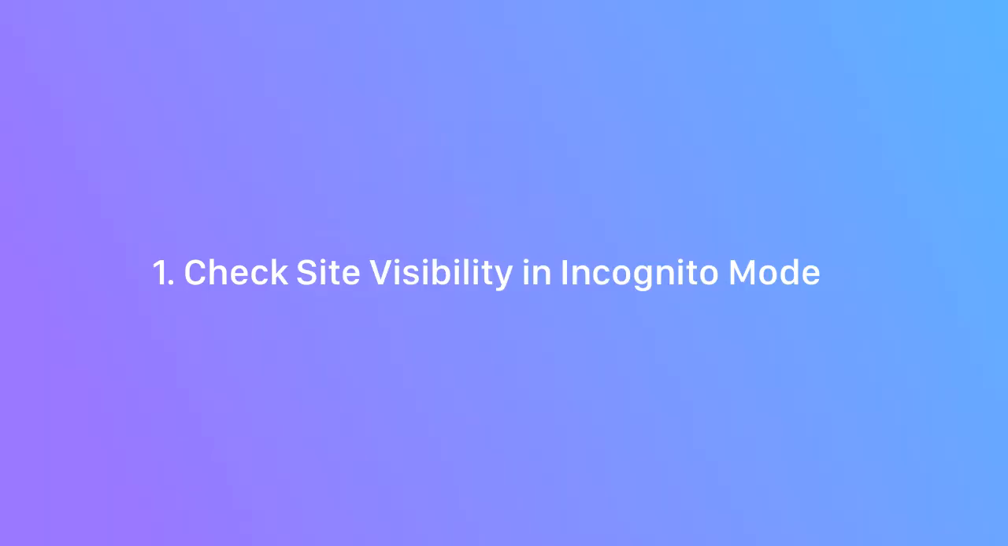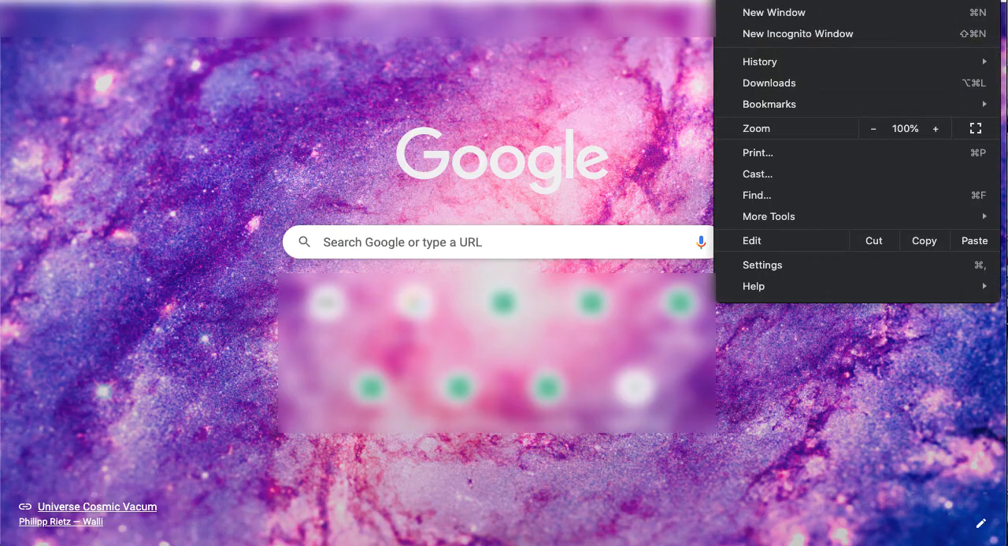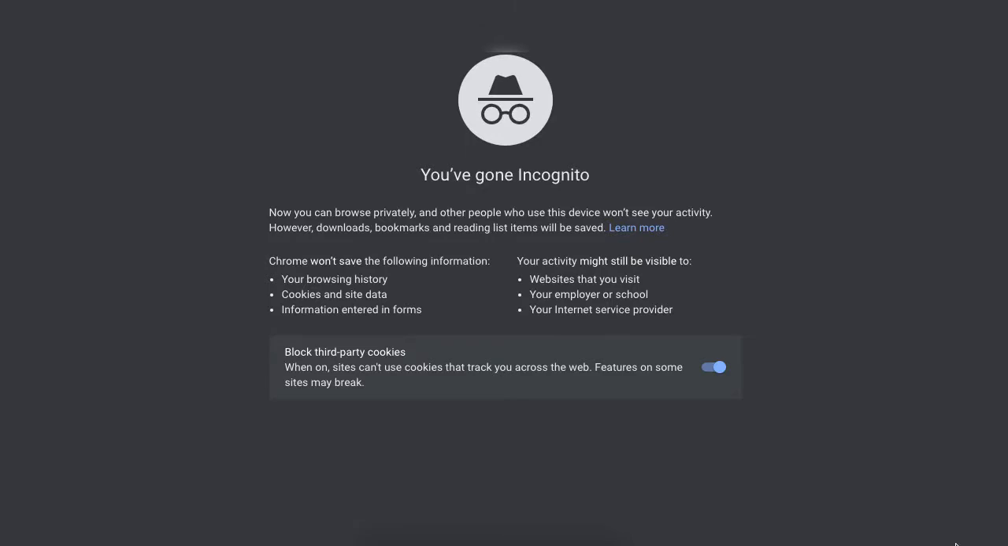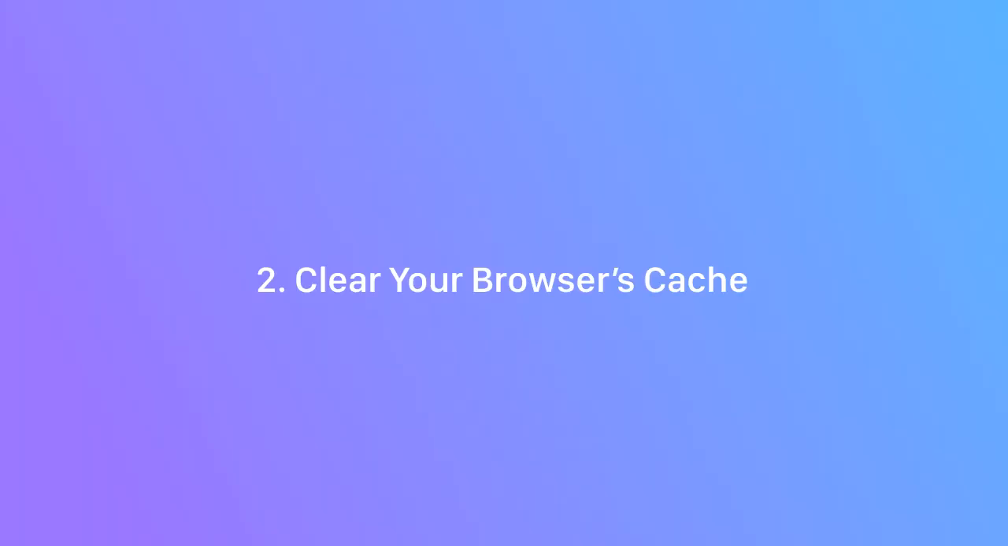In the first solution, you can check the visibility of your protected site by going into incognito mode of your browser. If the protected page does not work even in incognito mode, then there may be a problem in your personal site. The second solution is to clear your cache.